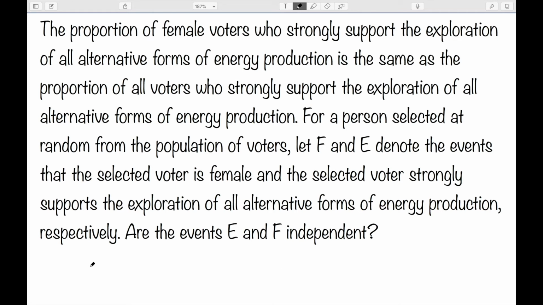Well, if I actually translate the first sentence of this into mathematical notation, it says that the probability of those that support the exploration, given that they're female, is equal to the probability of those that support the exploration. So yes, these events are independent.